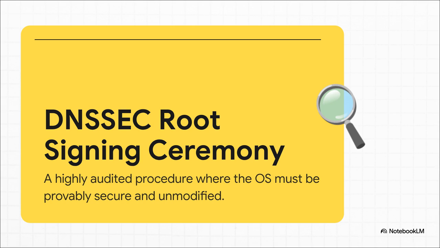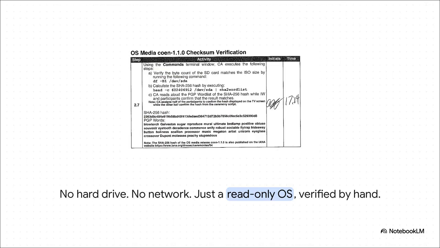It's this public, intensely audited event where the cryptographic keys that secure the entire Internet's domain name system are signed. The operating system they use for this has to be perfect. It must be provably clean, completely unmodified, and contain only the exact tools needed for the job, and absolutely nothing more. And this image right here just perfectly captures the level of trust they need. The laptops they use have no hard drives. They never ever connect to a network. They boot from a read-only SD card.